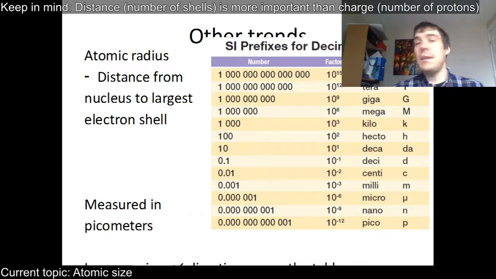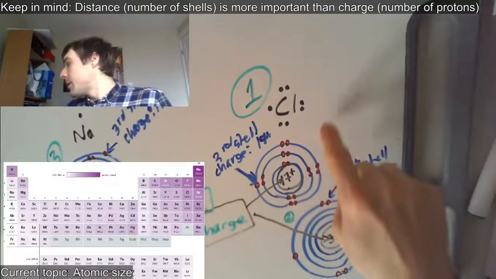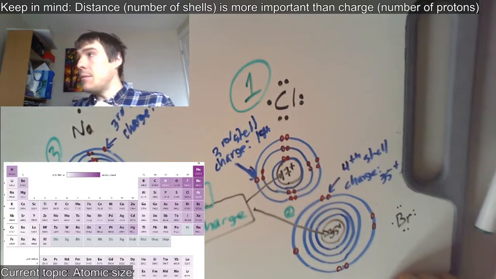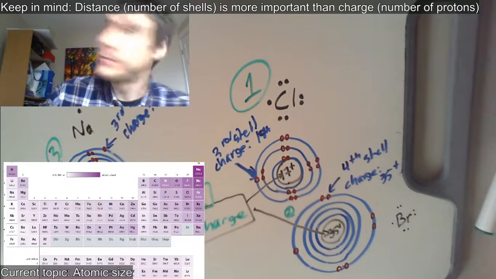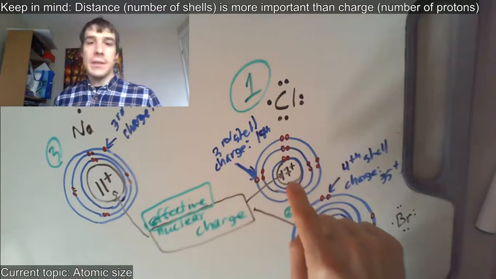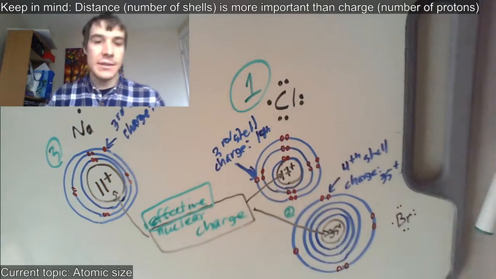The reason for that should be pretty obvious, but we can explain why. If you move down a group, you get more shells. So naturally you're going to get bigger. If we go over here, chlorine versus bromine, bromine just has more shells, so it's a bigger atom. You can't get away from that. Distance is more important than charge. But moving across a period from sodium to chlorine, the chlorine has more protons in the center with the same number of shells, so they'll pull in more. So chlorine's going to be a smaller atom than sodium.